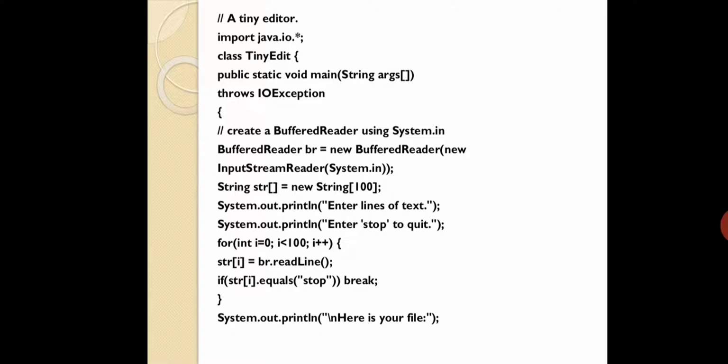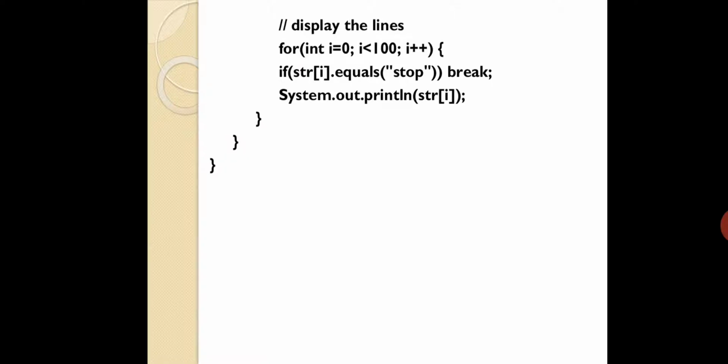That is the meaning. Once you come out of the loop, what you are going to do is print "Here is your file." Now next thing is to display the lines inside the file, or inside that particular detail information. It will be stored in that particular string array, isn't it? From there you have to display each and every line which is stored in that string array. How are you going to display it?